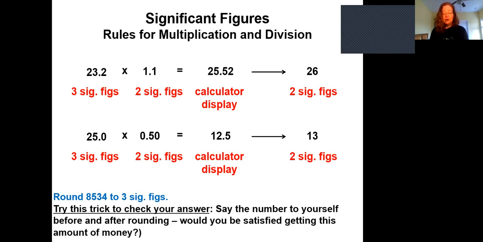But the original number was 8,534. If I just keep 853, that's only 800. Wow, people are going to be mad at me for only giving them $853 instead of $8,530.